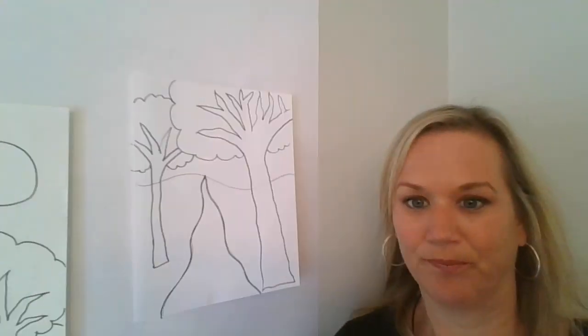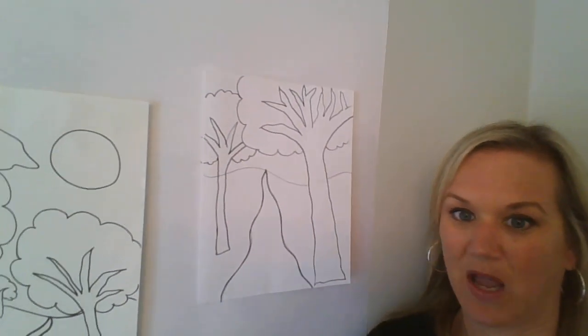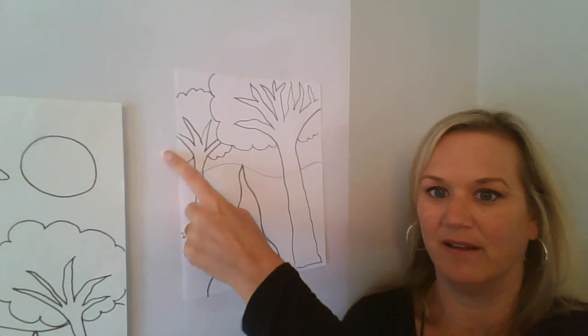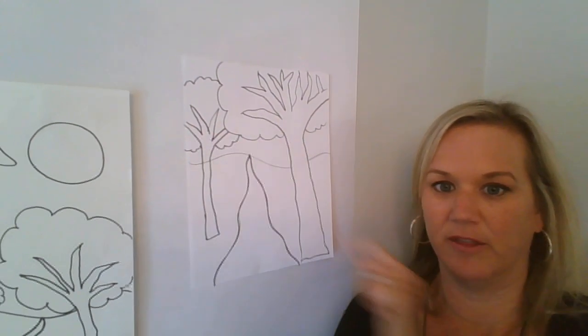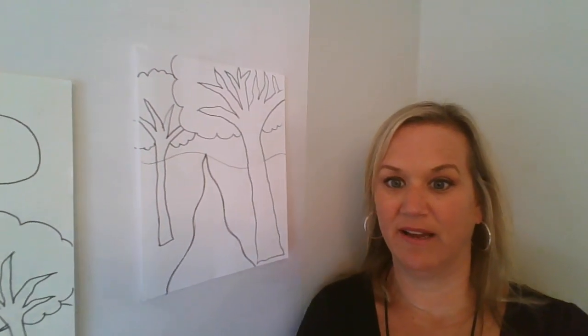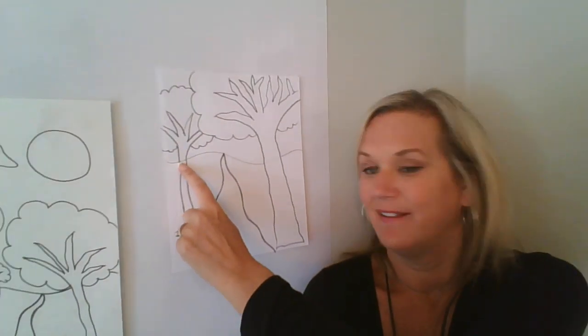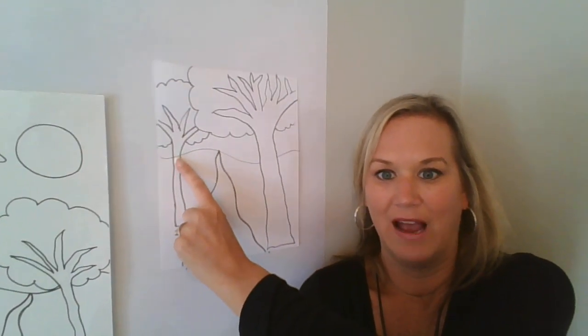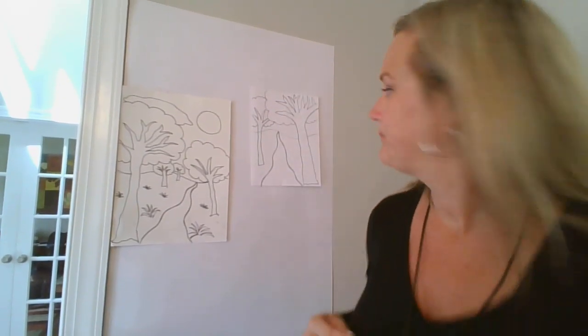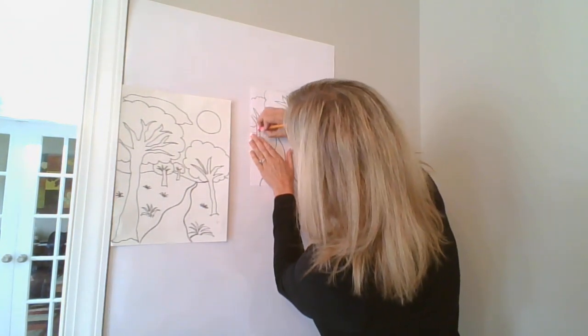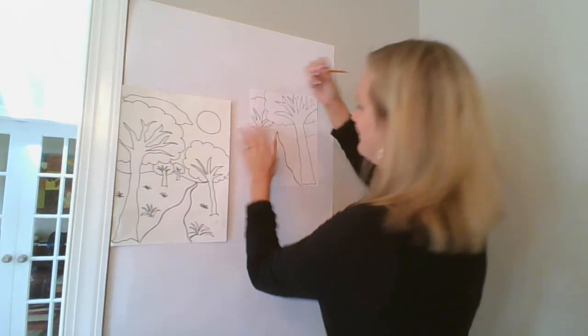I'm going to pull you in close. Notice the big tree covers up part of the medium-sized tree. Now again, what sticks out to me that is incorrect is this right here. This horizon line would be covered by the tree. So I'm going to take my eraser. And erase. Okay.